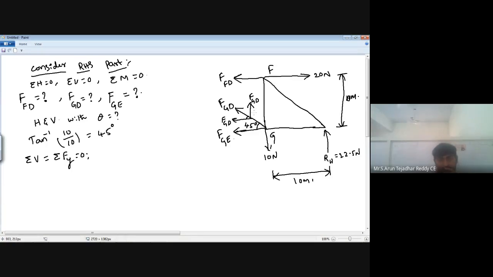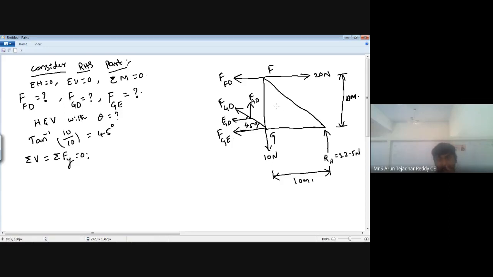So like that, we should resolve the forces horizontal and vertical with angles. First, the equilibrium equation here: summation of vertical forces is equal to 0. And consider only the RHS part.